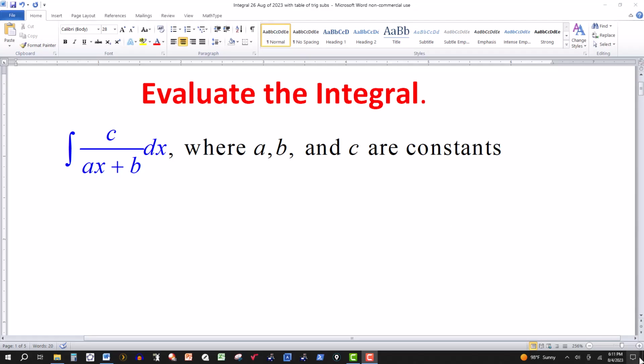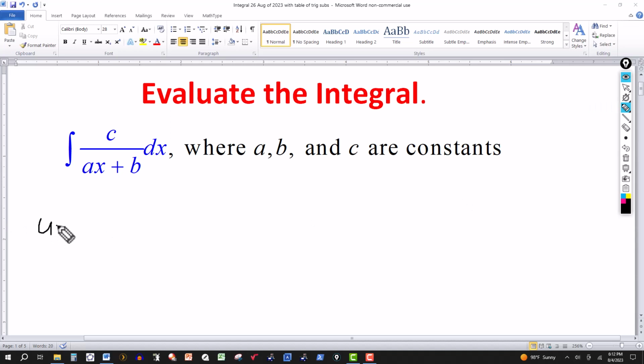In this video, we're going to evaluate a very straightforward integral using a U-substitution. This is mainly for those that haven't had much experience with U-substitution. So I'm going to do this just to make a point. In this problem, A, B, and C are constants. And we're going to use a general U substitution here.